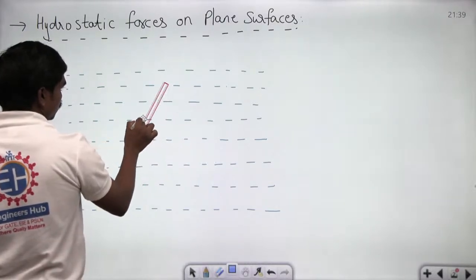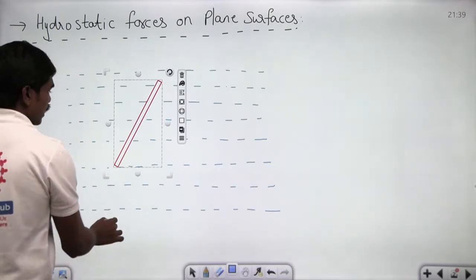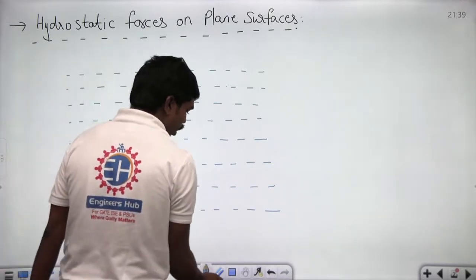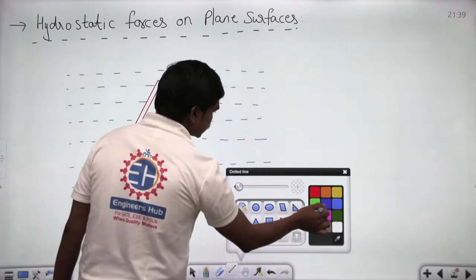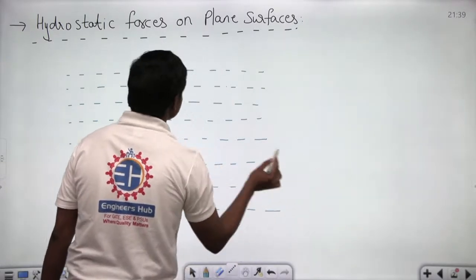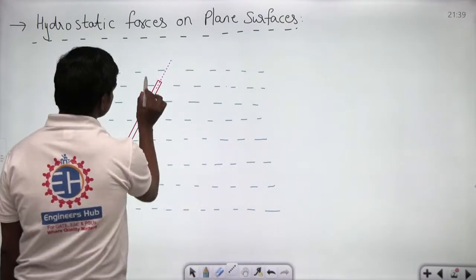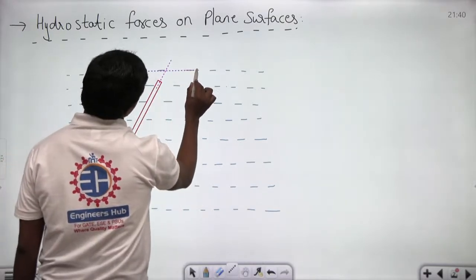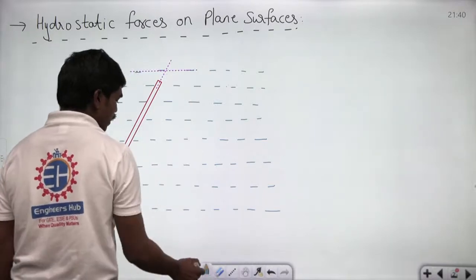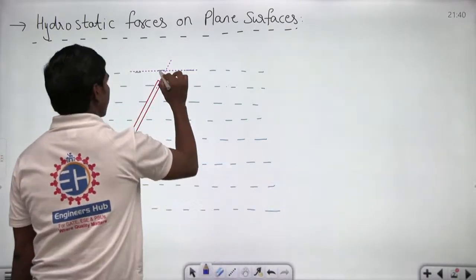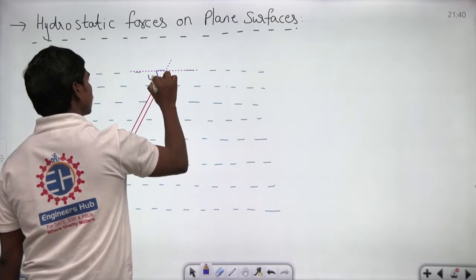Okay, so let us suppose there is some plate which is inclined at some angle. Let us suppose this angle of inclination with this free surface is theta. So this angle is theta, for example.